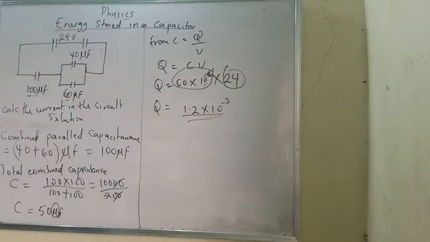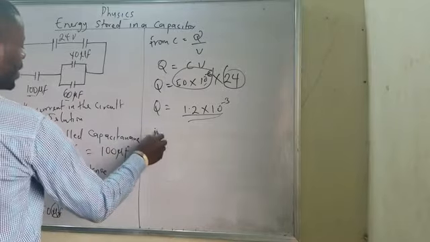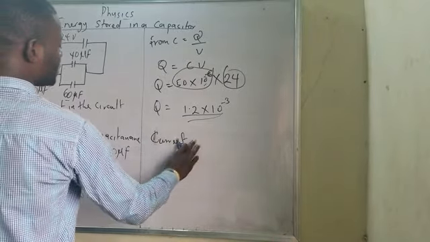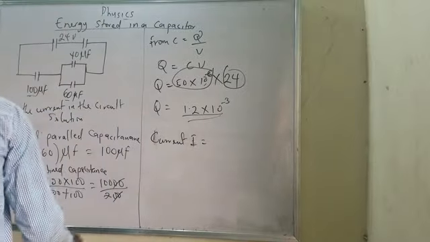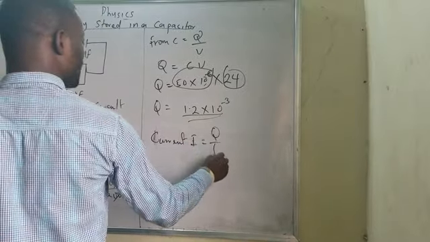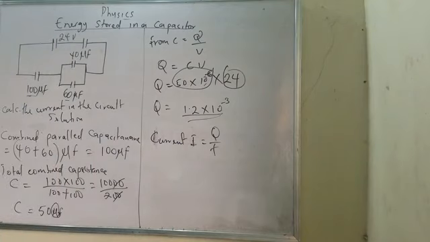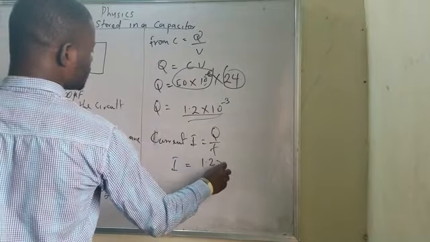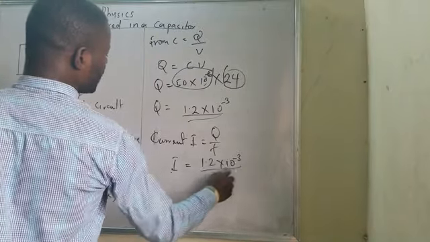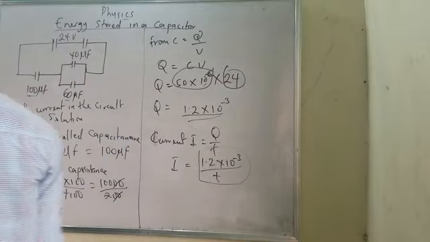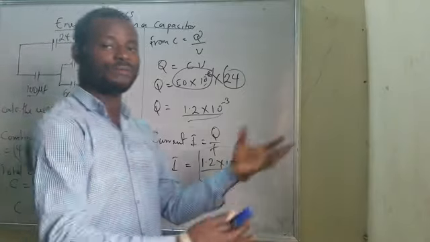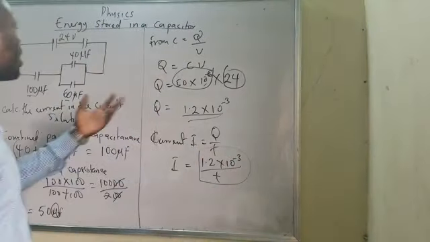Okay, now if I want to calculate the current, we always use I for current, which equals charge divided by time, so it will be equal to the quantity, 1.2 multiplied by 10 raised to minus 3, divided by time. Now time is not given. Since time is not given, I don't need to stress myself. I'm just trying to explain what we have done so far. Just a recap of our previous video.